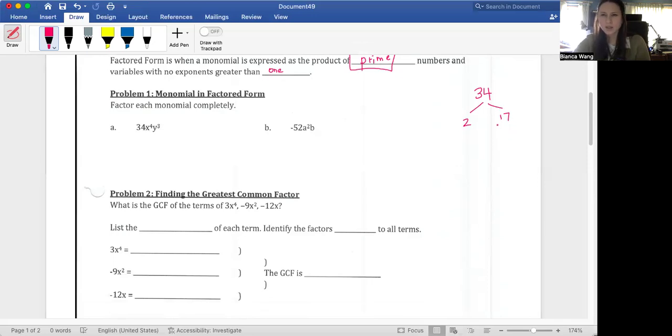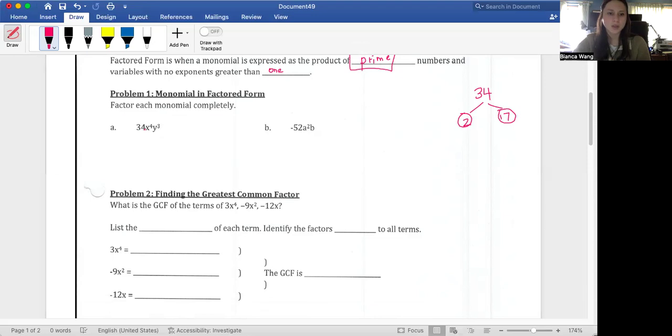But can you think of any number that can be divided into 17? I don't think so. I don't think there's two numbers besides 1 and 17 that you could divide 17 by. So these are primes, and I like to get in the habit of circling my prime numbers. That's how I know I'm done when I'm working out the factor tree.